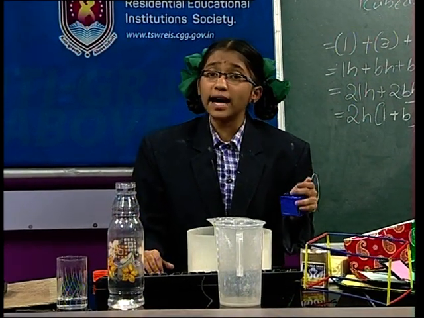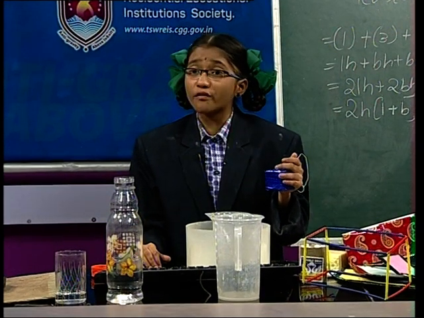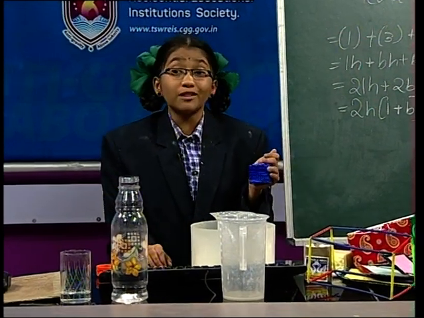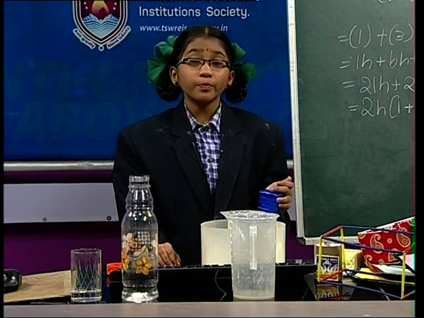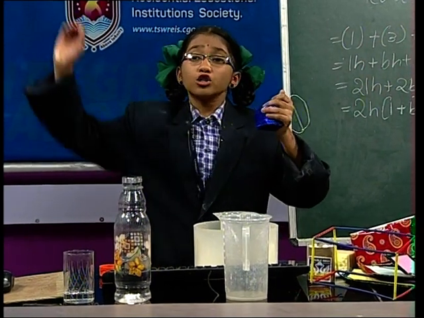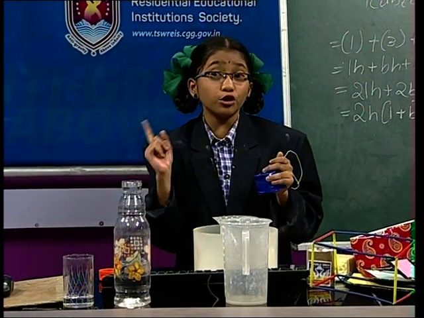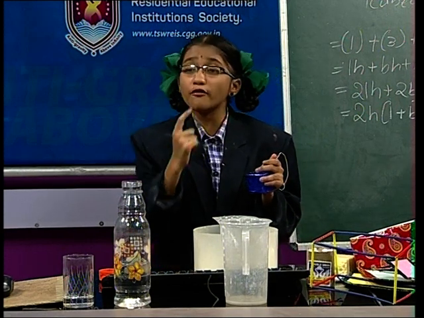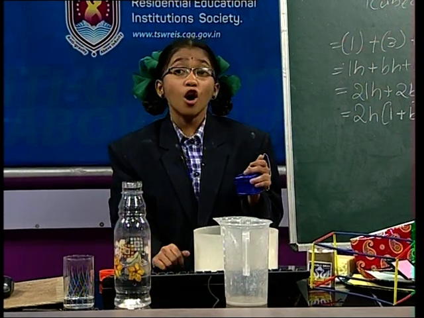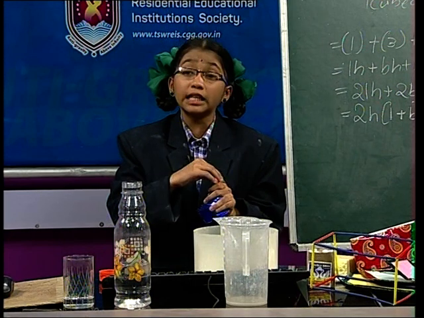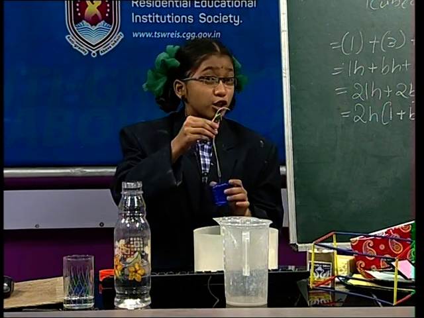Yes, our formula is L into B into H for the cuboid. But what is the formula for the cube? L cube. So here 5 into 5 into 5, L cube is our formula. So 5 into 5 into 5, we get 125. So we test whether it will be right or wrong.